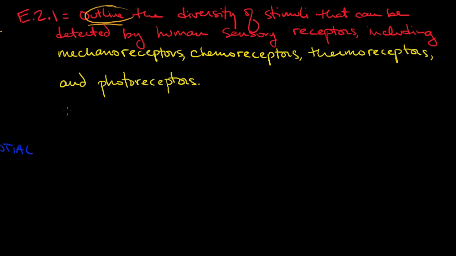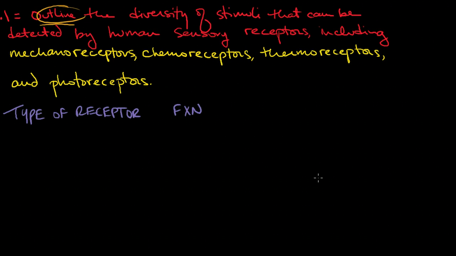So why don't we go ahead and make a chart that explains some of this. One column is type of receptor. We've got another that is function, and we've got example or location.